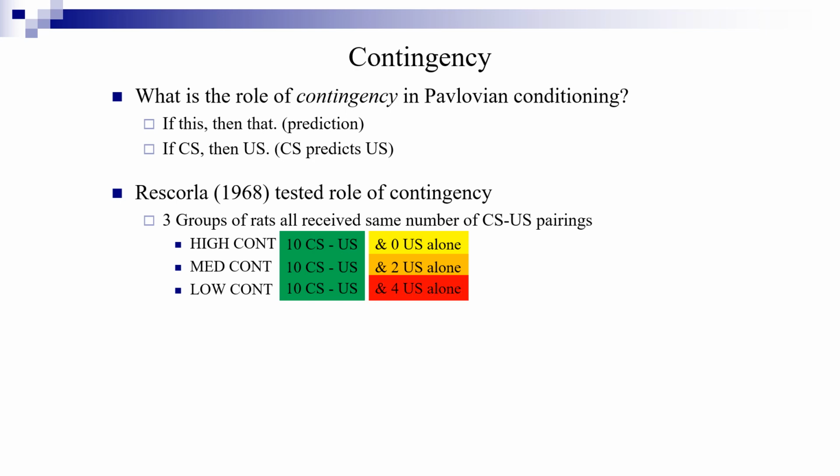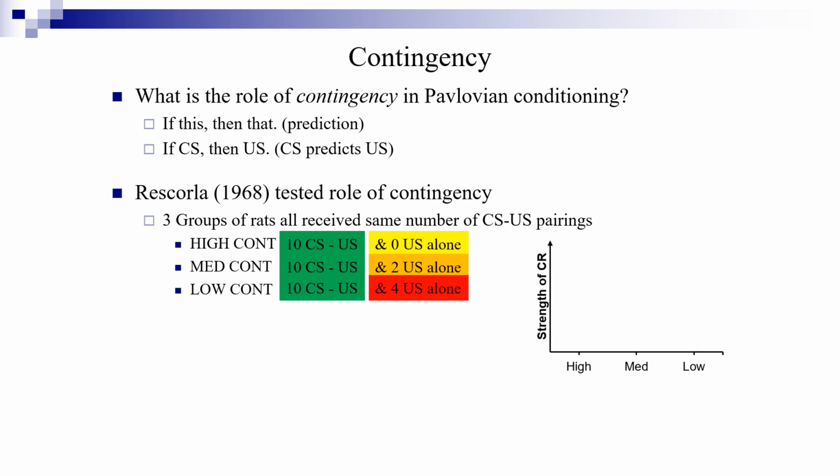And then in the low contingency group, this group had, again, the 10 CS-US pairing trials, but then they had 4 trials in which the US happened by itself with no CS presentation. So as you can see with the low contingency group, what this is saying is that the US being presented is not as contingent upon the CS being presented because the US is occurring sometimes by itself. Whereas with the highly contingent group, the US is never occurring without the CS.